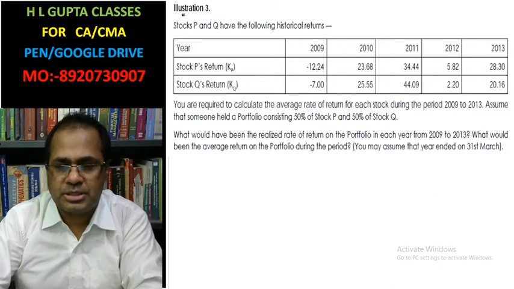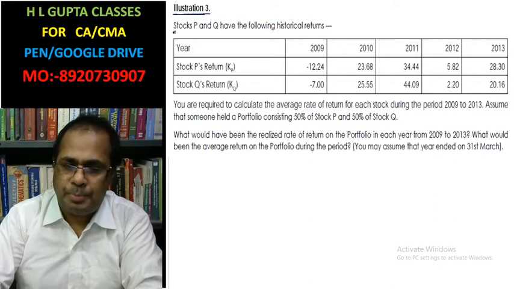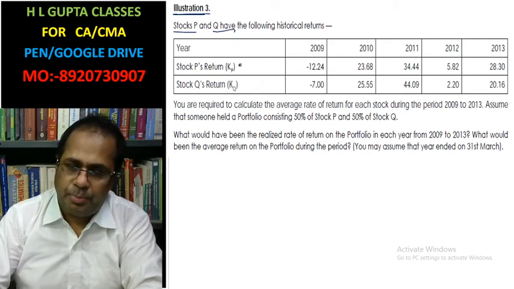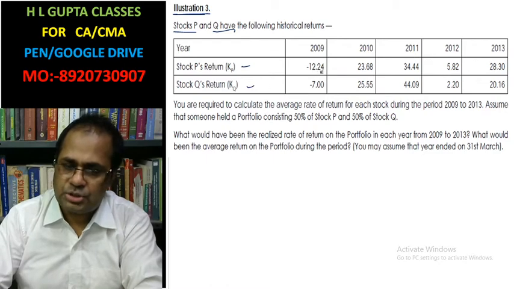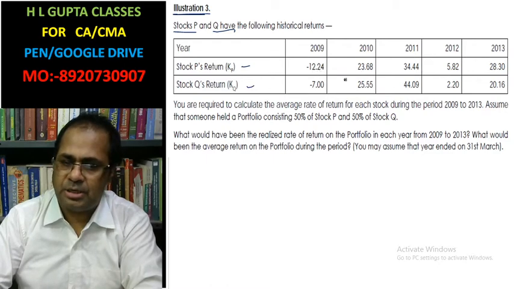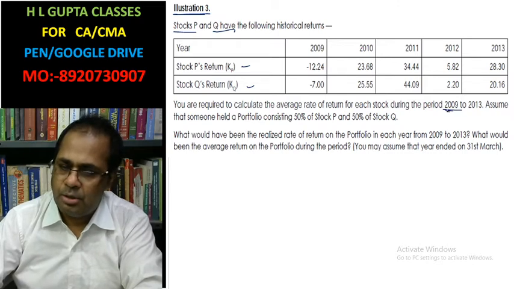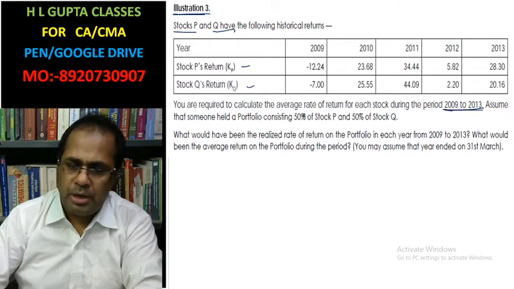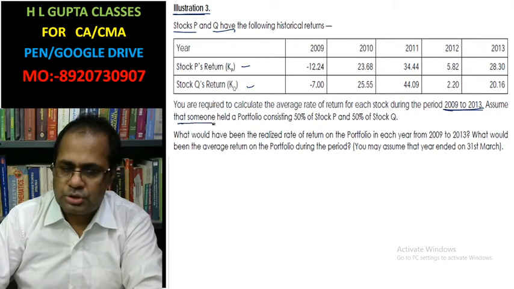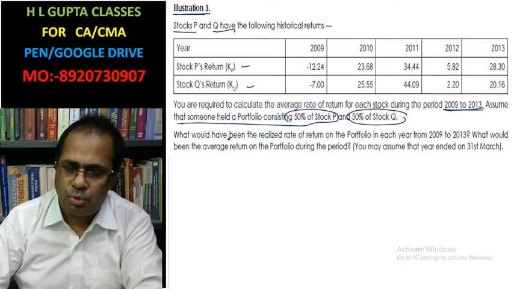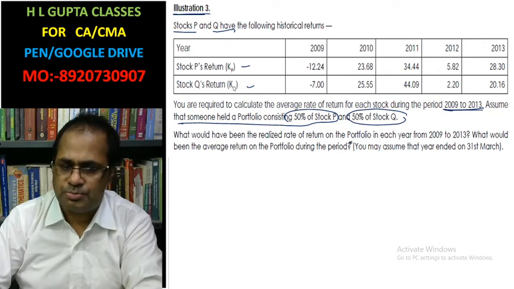Please read the question. Illustration number 3. Stocks P and Q have the following historical returns. The returns of stock P and stock Q are given. You are required to calculate the average rate of return for each stock during the period 2009 to 2013. Assume that someone held a portfolio consisting of 50% of stock P and 50% of stock Q. Then what would be the realized rate of return on this portfolio?